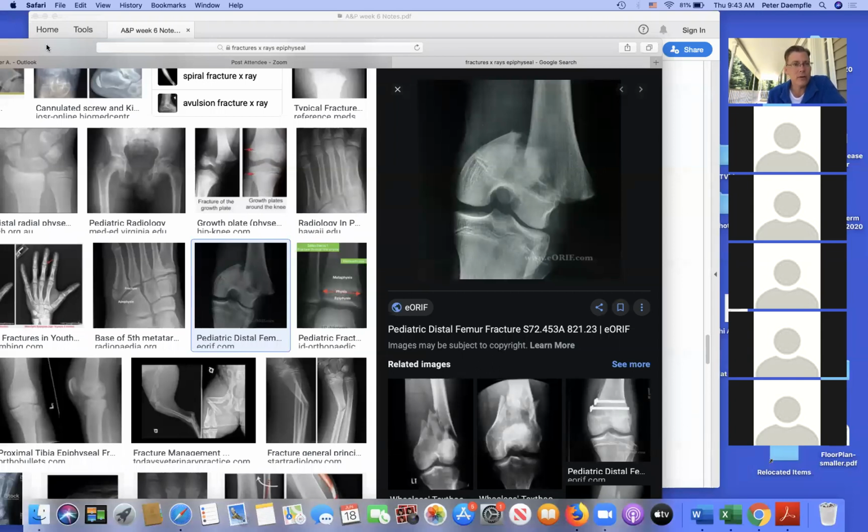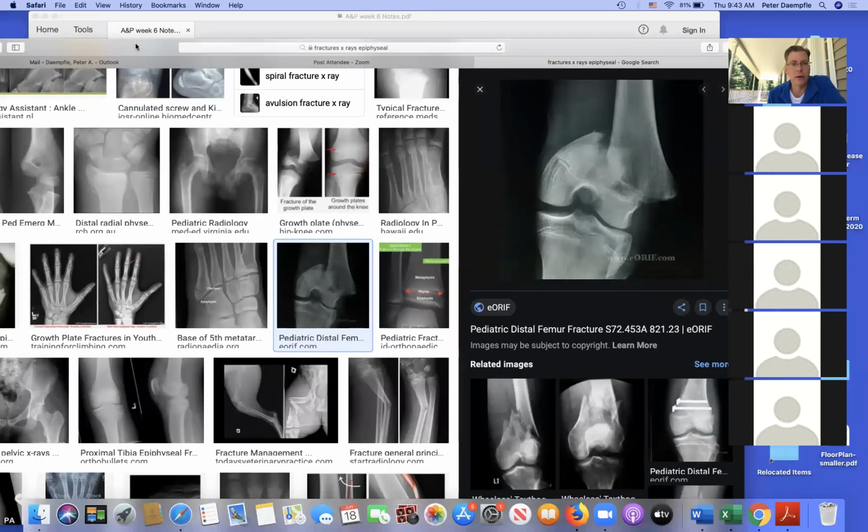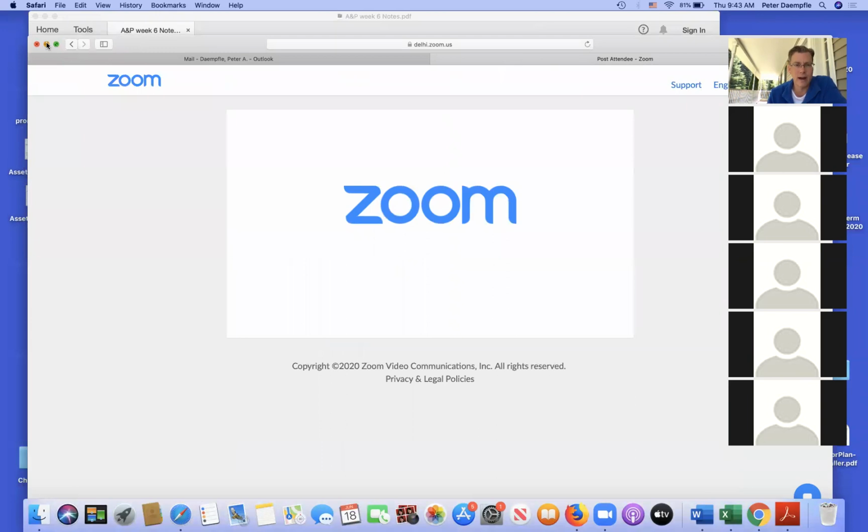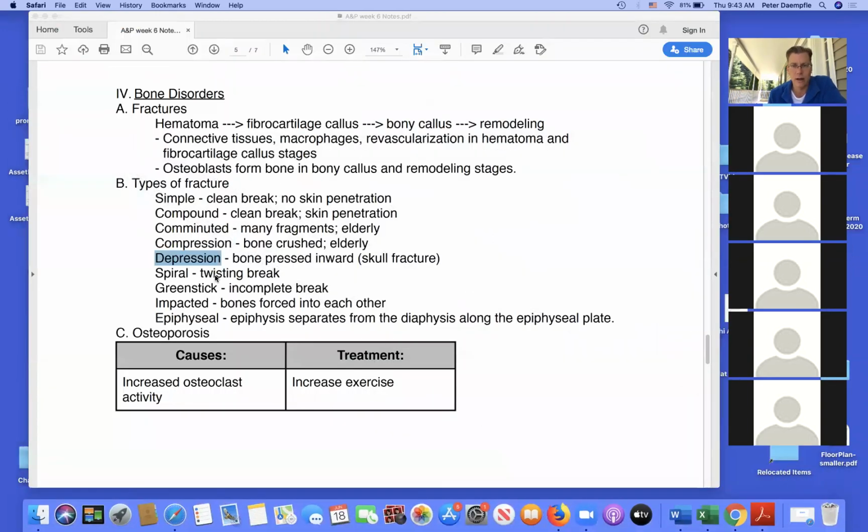So some interesting stuff. I had some fun with this, but whoa. I've had a lot of students that have had an epiphyseal fracture, and they're not freaked out. They're like, it wasn't too bad. You just push it back on top, and it ossifies again. So that was interesting. Green stick, spiral, depression, compression, comminuted, impacted, epiphyseal. Just be aware of those.